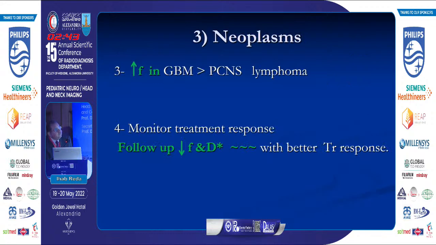And lastly, they found that there is increased perfusion fraction in glioblastoma, more than in lymphoma, and that we can use this to monitor treatment response with follow-up. The gradual decrease of these values on follow-up will point to better therapeutic response.